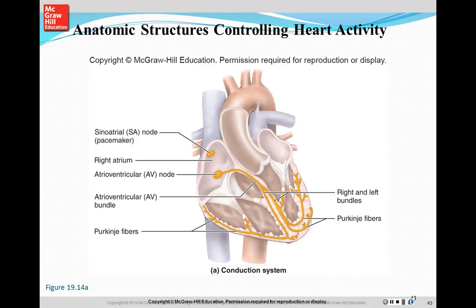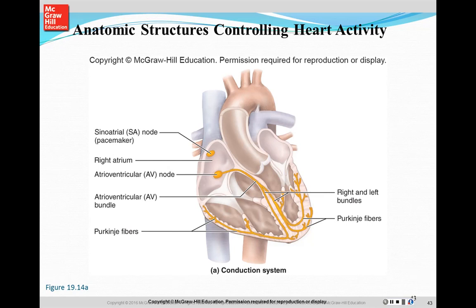Now, when you look at figure 19.14A, you see the cells in yellow here, and these are called pacemaker cells. And these pacemaker cells set the pace of the heart. They really have a very minimal contractile activity, almost none. And so their goal is to tell the contractile cells to contract.